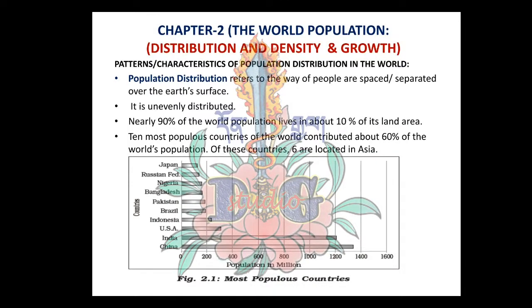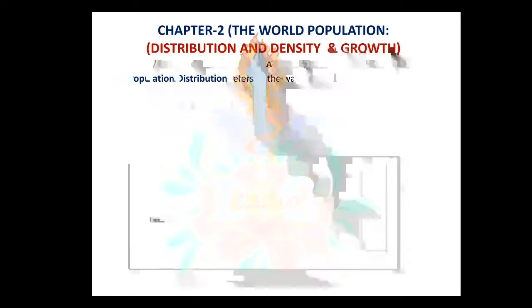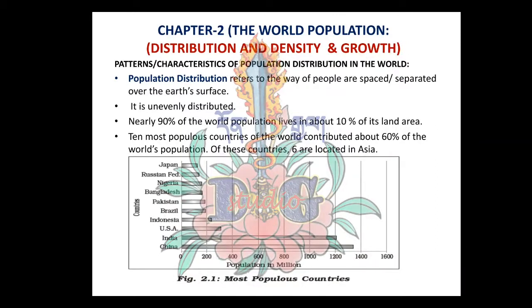So if we talk about countries like China, India, USA, Indonesia, Brazil, Pakistan, Bangladesh, Nigeria, Russia and Japan, these are the only 10 countries that contribute 60% of the world population. So 60% of the world population is contributed by these 10 big populous countries of the world. Out of these 10 countries, 6 are located in Asia. That shows the world population is totally unevenly distributed over space.